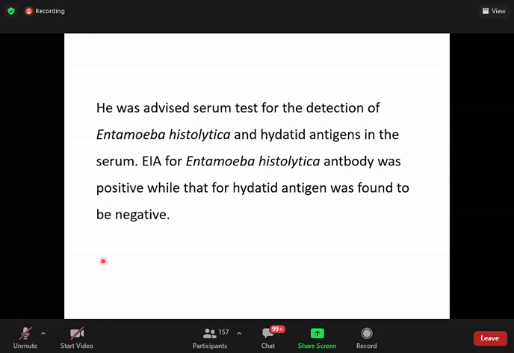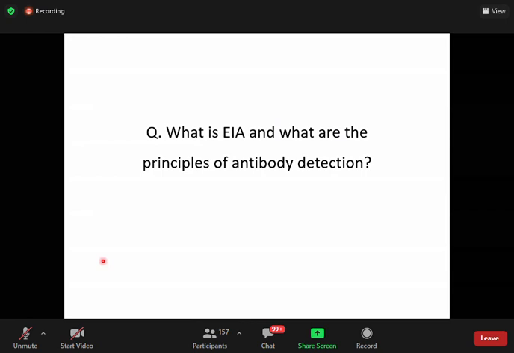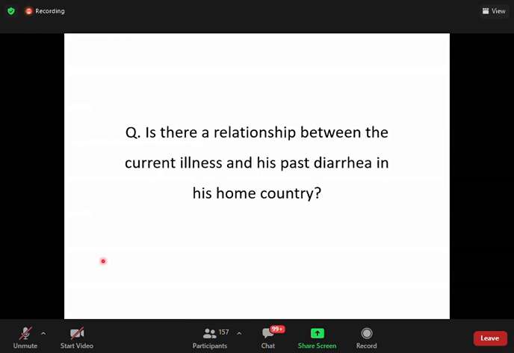Yeah, anyway, we have EIA in the original. I think this is not the objective of this graph. Is there a relationship between the current illness and his past diarrhea in his home country? Obviously, because we didn't treat to cure the patient at home country, we should have given a luminal amebicide, which we didn't give. So this happened.